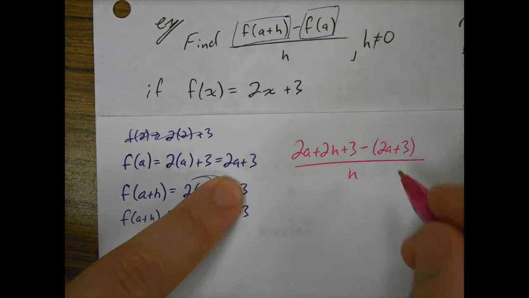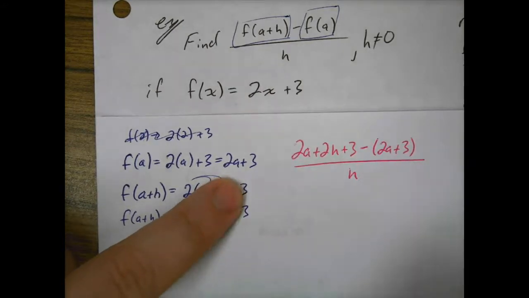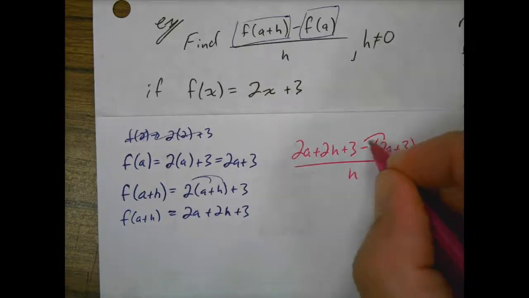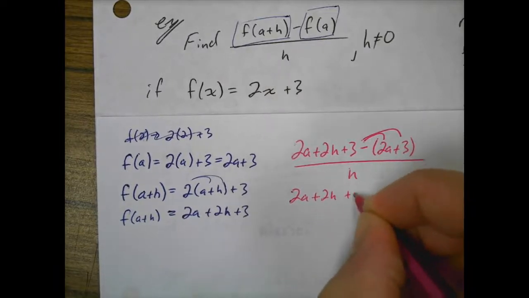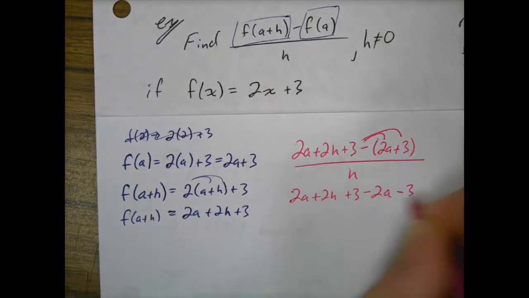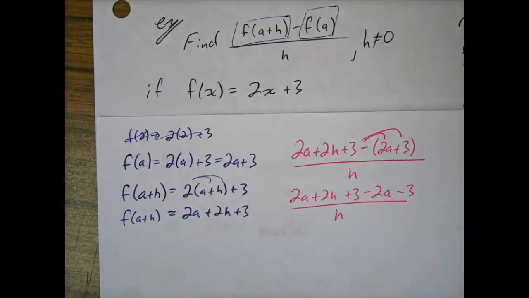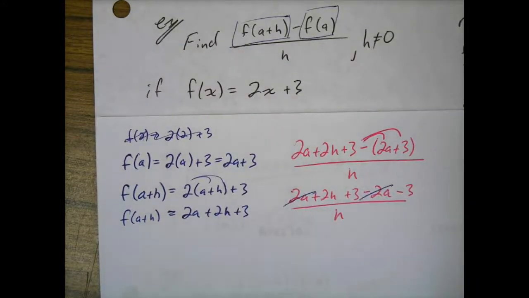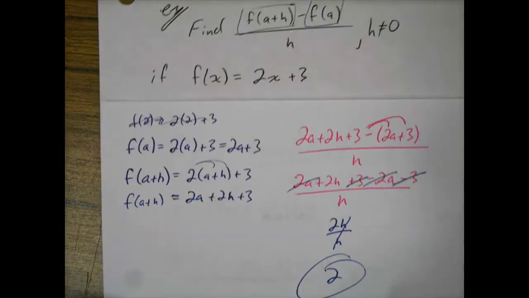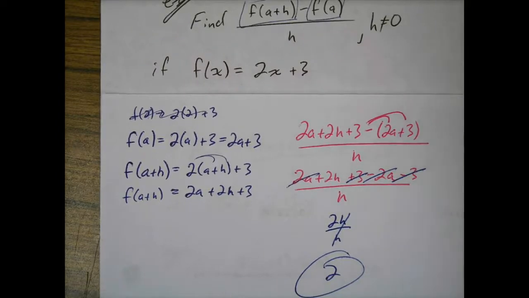All right. So next step, it's just going to be simplifying this as much as we possibly can. We can distribute this negative such that we end up with 2a plus 2h plus 3 minus 2a minus 3, all of that still divided by h. All right. So then, 2a minus 2a makes 0. 3 minus 3 makes 0. So we're left with 2h divided by h. Well, I know h divided by h makes 1. So I'm just left with 2. That's it. That's kind of how these solutions are going to be coming out.